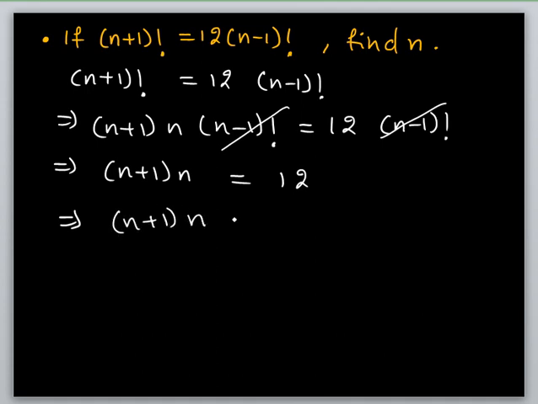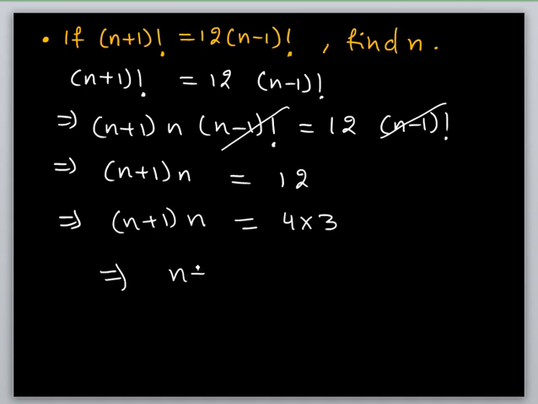But there is an alternative method to it. What kind of product is this? This is the product of two consecutive natural numbers in decreasing order. So can you write 12 as the product of two consecutive numbers in decreasing order? See, we can write it as 4 into 3. Now from here we can equate the corresponding terms and get the value of n.